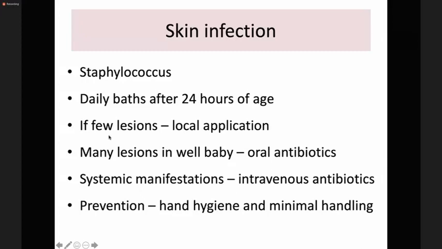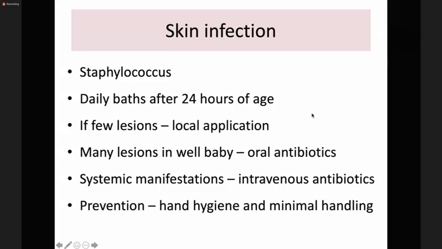So if there are only a few lesions, let's say less than 10 lesions, right, and none of them are very big, they are small lesions, we can use local application, right? Can someone tell me any local application you know? Janita, any local application you know which can work against Staphylococcus? Fusidic acid, right? Yeah. So you can use fusidic acid local application.